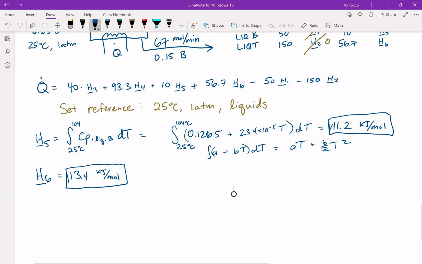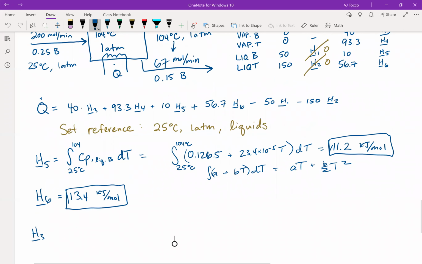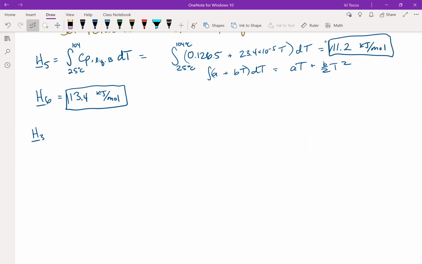The last thing to do is to calculate H3 and H4. These are going to be a little bit more tricky. H3 is the molar enthalpy of vapor benzene relative to liquid benzene. I'm going to have to construct a hypothetical process path. I like to think of it as drawing myself a little game board type thing, where I have T on this axis, going from 25C to 104C. Except for benzene, I first have to pass the boiling point, which is listed as technically 80.1, I think, is what it is.